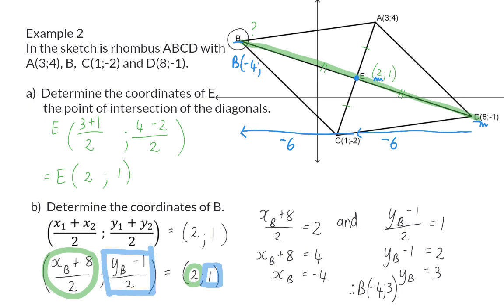Now we need to repeat this for the y values. So starting at minus 1, we move up 2 units to get to a y value of 1. And now we need to repeat this and add another 2 to get to the y value of B, and that will give us 3. So by making use of inspection, you can immediately just write the answer, or you can choose to use the formula to determine the x and y coordinates.